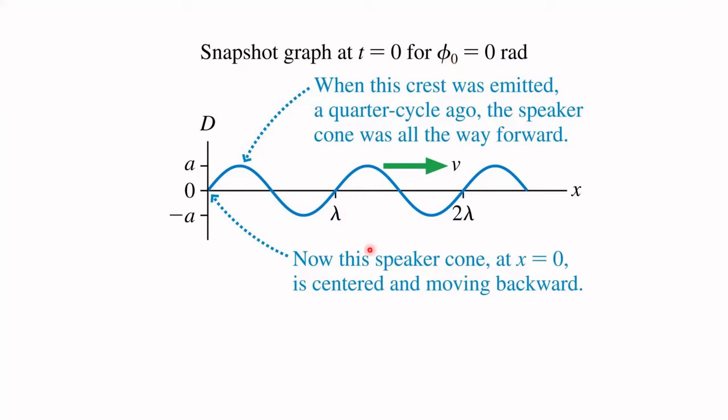Now, what's this about the speaker cone moving backward and a quarter cycle ago, the speaker cone was all the way forward? I think it's a little easier to visualize this stuff if we string some pictures together. So let's put a speaker cone at the origin. This is being driven by a function generator, and it's producing a sine wave tone, so a very pure tone, like a tuning fork.